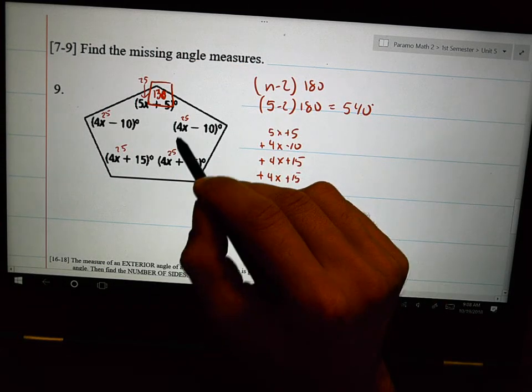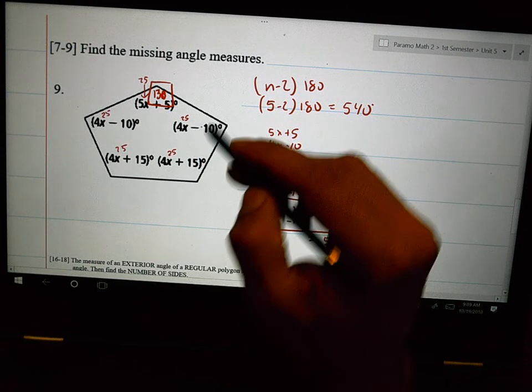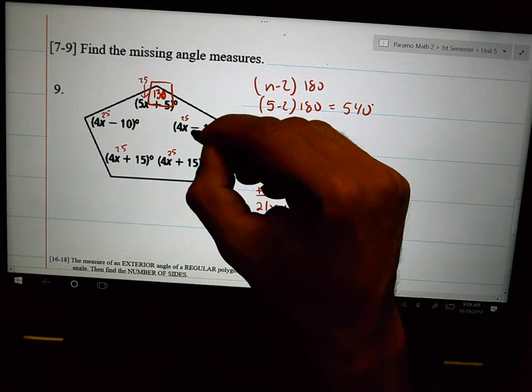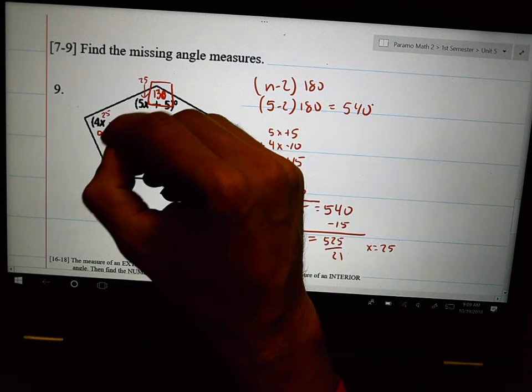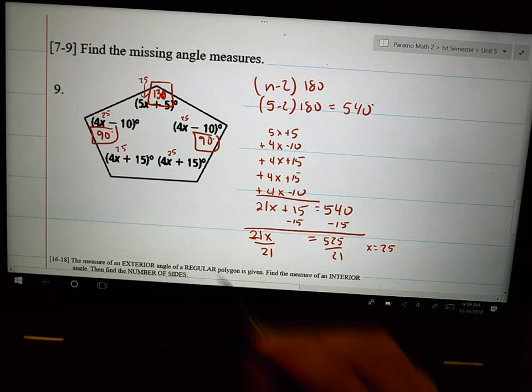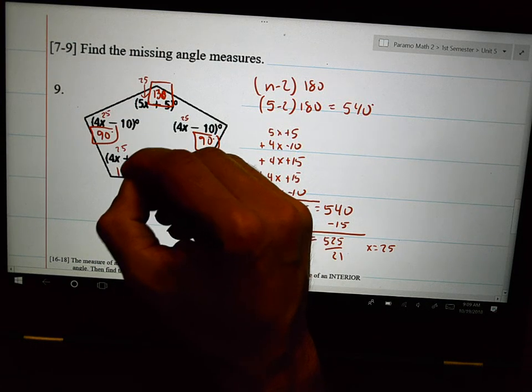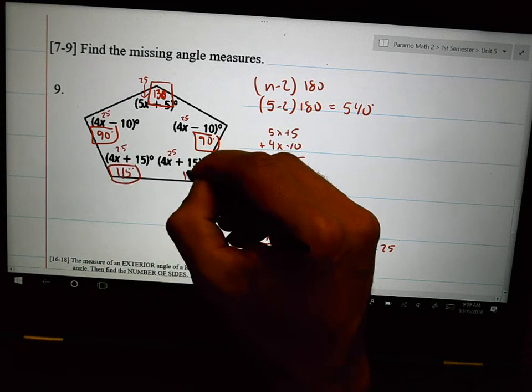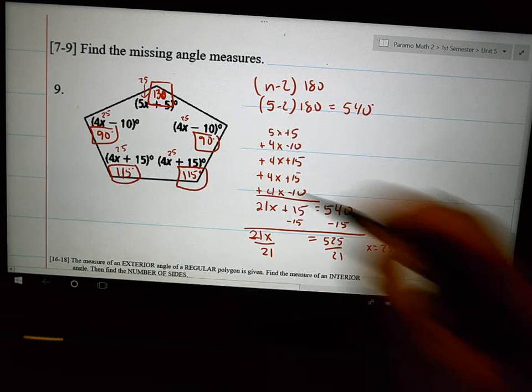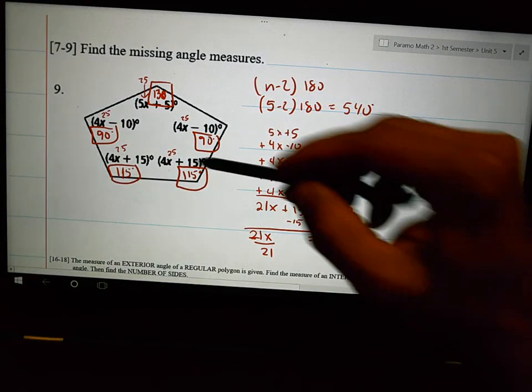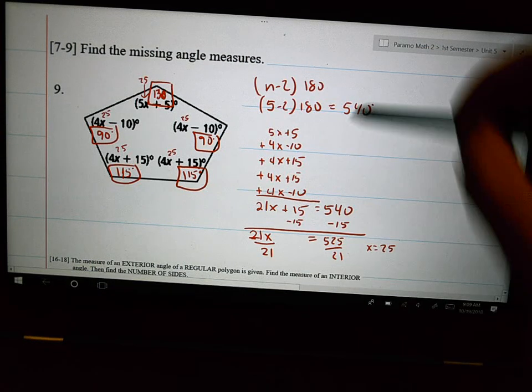4 times 25 is 100 minus that is 90. That's 2 of those. 90 over here, 90 over here. 4 times 25 is 100 plus it is 115. And 115. Now if I did this right, all 5 of these should add up to 540.